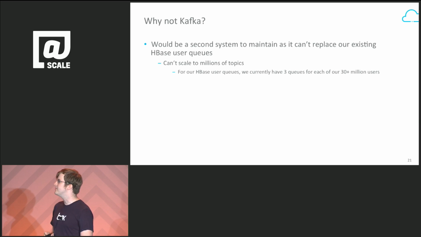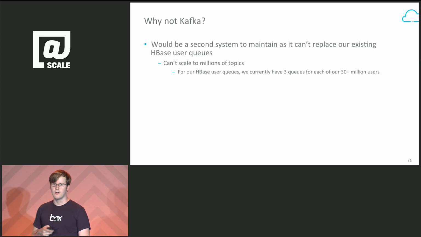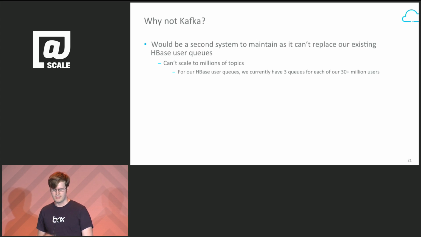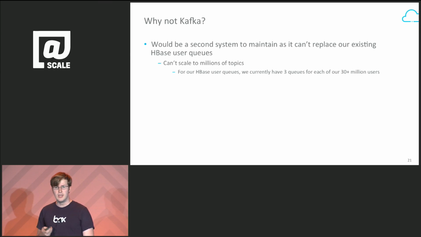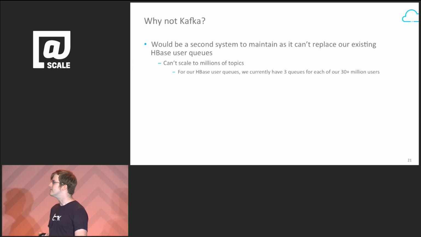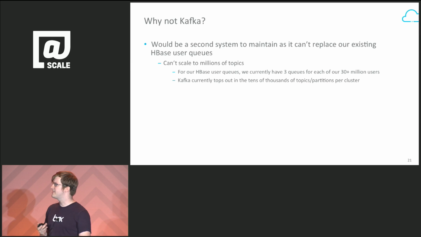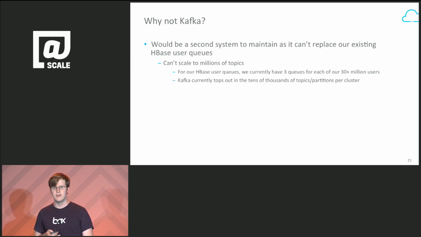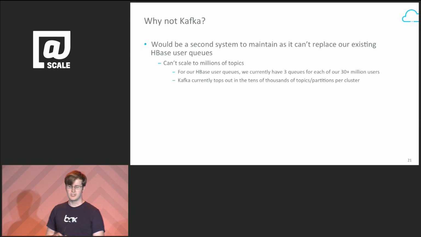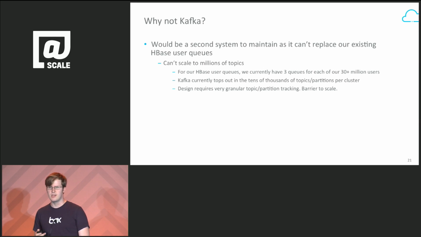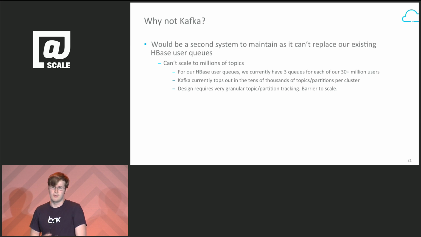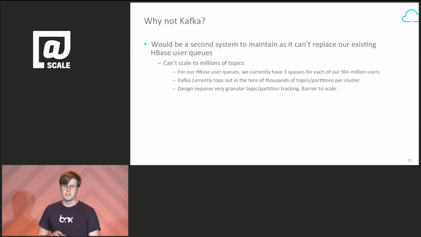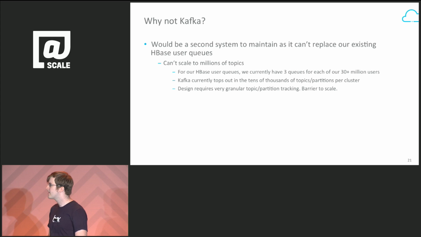For our user queues, we've got 3 different queues for every user, each with a different filtering of the events they have access to. And we've got 30-plus million users currently, so we're looking at 90-plus million queues to store. Currently, Kafka tops out in the range of tens of thousands of topics or partitions per cluster. In general, its design requires very granular topic tracking, which is always going to be a barrier to scaling up to more topics, versus HBase, where the cluster doesn't know at all about the topics. We're just sectioning off the key space at the application level.